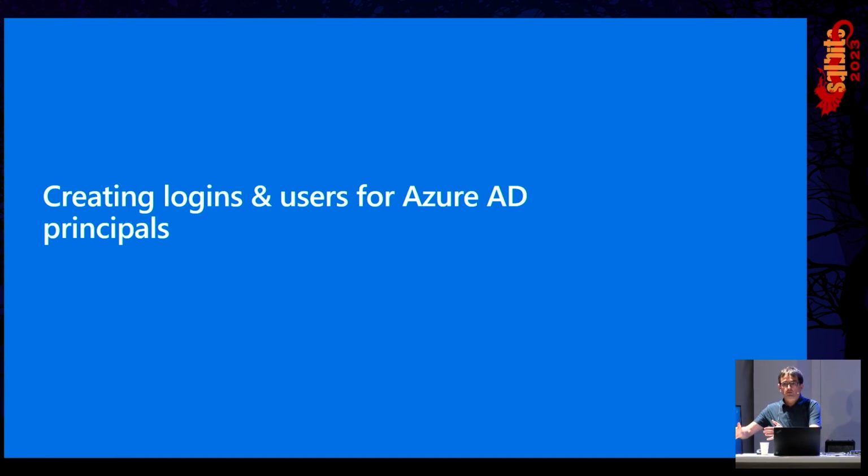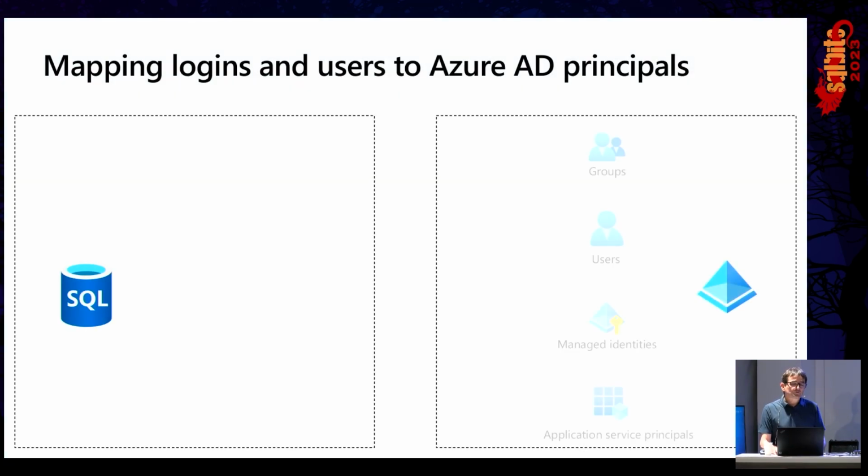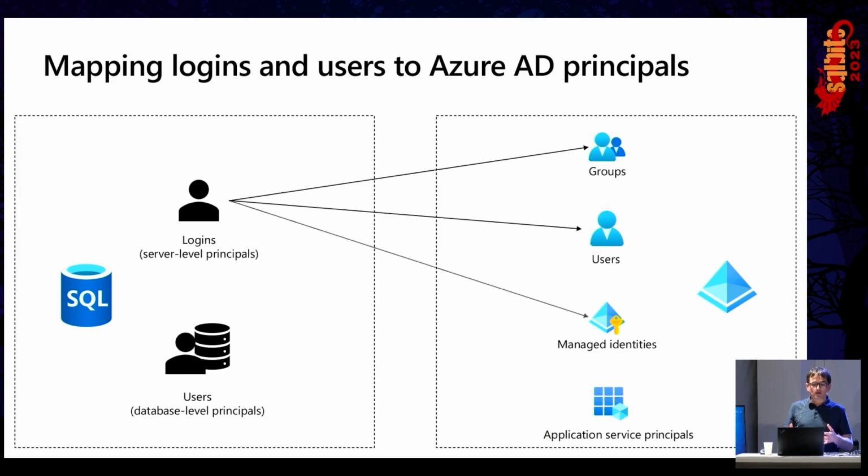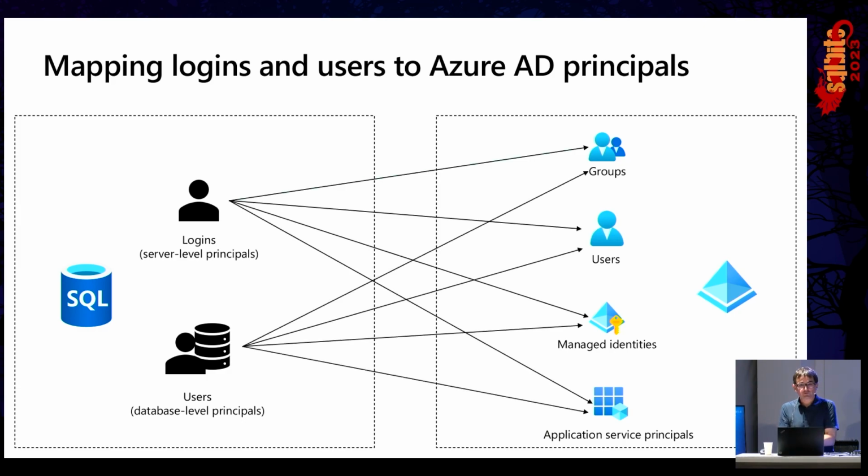Moving to the next step in the workflow of using Azure AD authentication, right? So we enabled Azure AD in a server, which means that now administrators can connect to that server using Azure AD authentication. That is great, but not everybody is an admin, hopefully, right? We have low privilege users. So to allow these low privilege users to connect using Azure AD, we need to create logins or users, in other words, SQL principals, and map them to Azure AD principals.